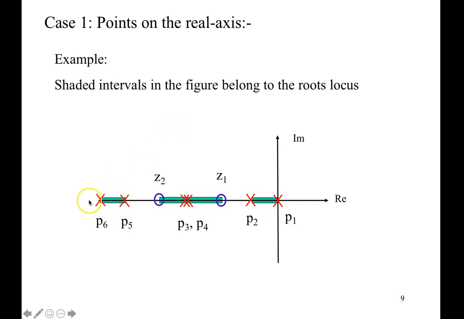Now, these open loop poles and zeros have divided the real axis into several sections. There's 1 section here. There's 1 section between P1 and P2. There's 1 section between P2 and Z1. And then there's 1 section between Z1 and P3, where P2 and P3 are the same, two poles. And then there's another section between Z2 and P2, P3. A section between P5 and Z2. A section between P5 and P6. And then on the left-hand side of P6, that's another section. So there are 1, 2, 3, 4, 5, 6, 7, 8 sections.